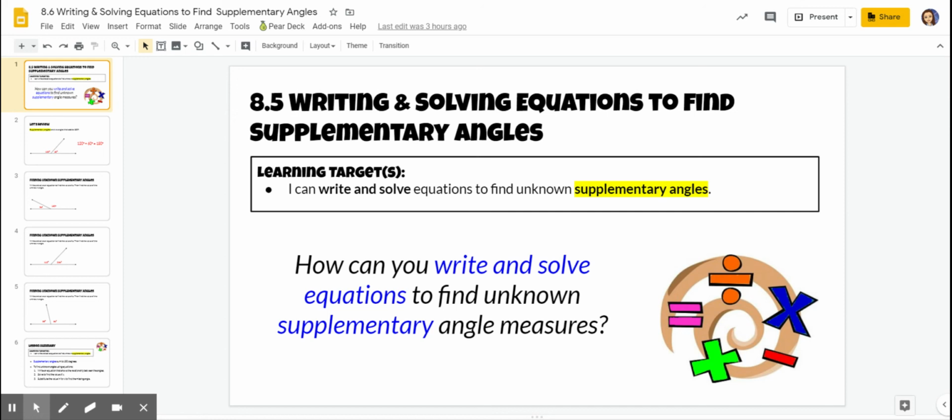Today's learning target is: I can write and solve equations to find unknown supplementary angles. So today's work is going to be very, very similar to the work that we did yesterday, only today we're going to be dealing with supplementary angles.